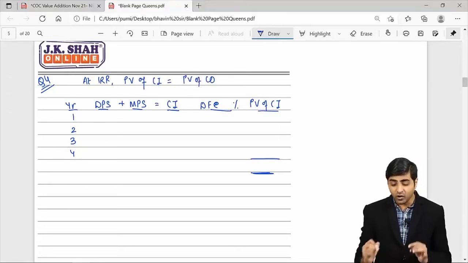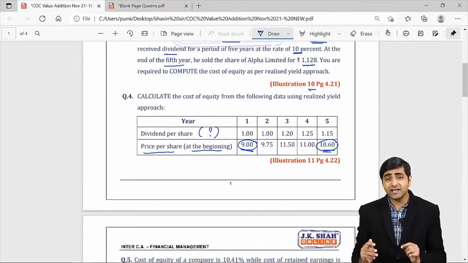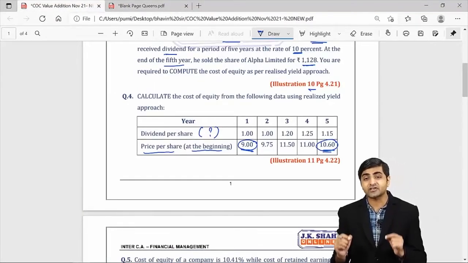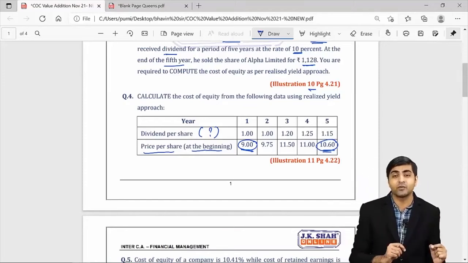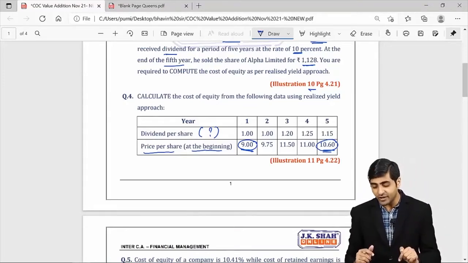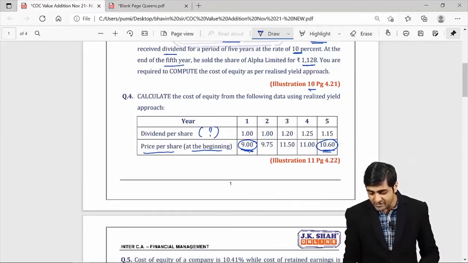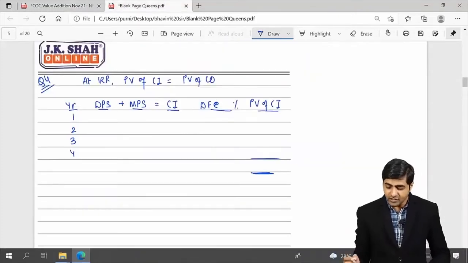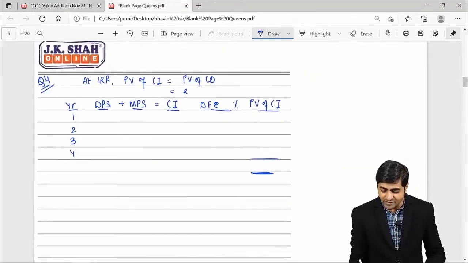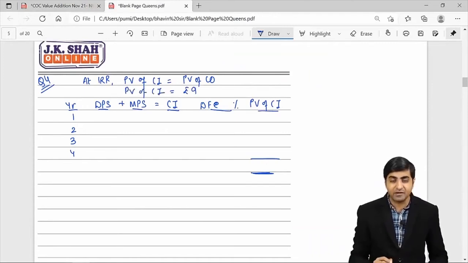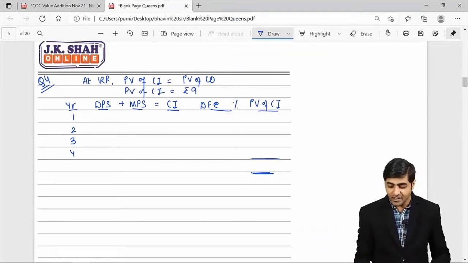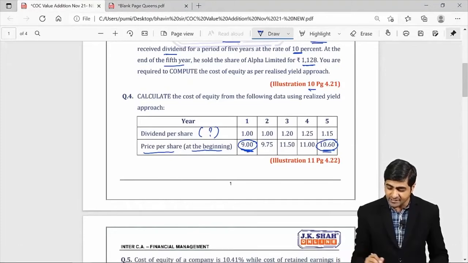Okay. And what is your PV of CO? So guys, your present value of cash outflow, if you want to invest in this particular equity share, then you have to invest today, and today the market price is nothing but 9 rupees. Okay. So guys, your PV of CO will be rupees 9. Okay. So we have to discount it in such a way that your PV of CI will also become 9 rupees, and we have the dividend per share as 1.